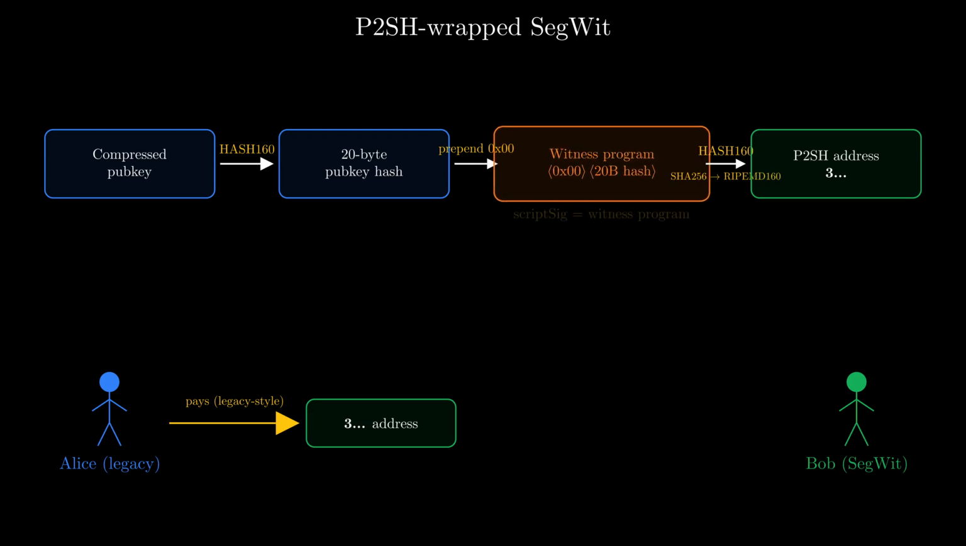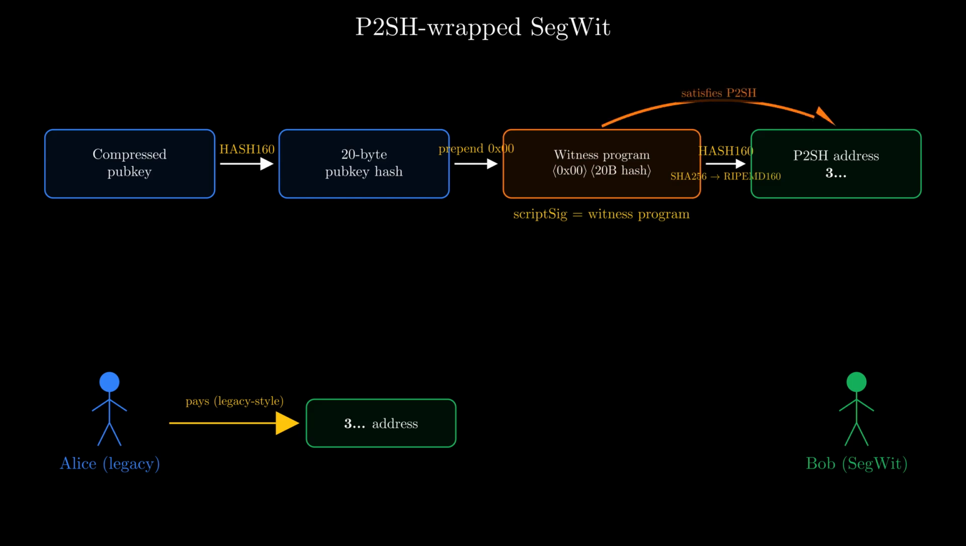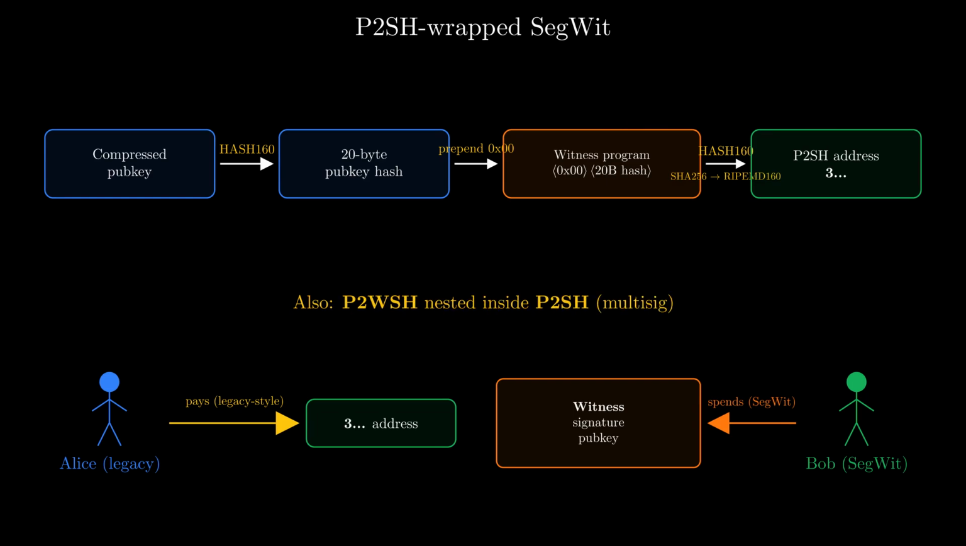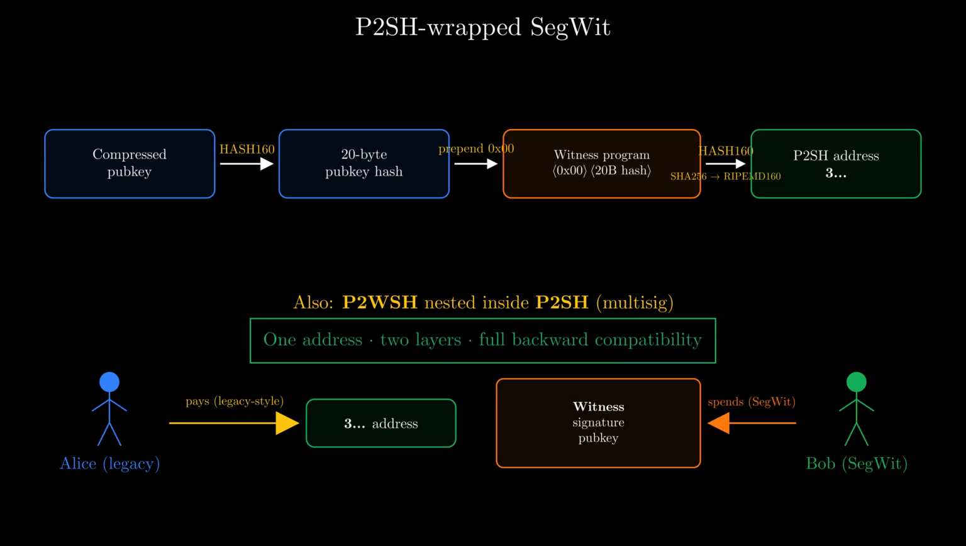When Bob spends, his scriptSig contains just the witness program itself that satisfies the outer P2SH check. The witness structure carries his signature and public key. SegWit-aware nodes recognize the nested pattern, verify the inner SegWit rules, and Bob still gets the fee discount. The same trick works for multisig, a P2WSH program nested inside P2SH. One address format, 2 layers, full backward compatibility.